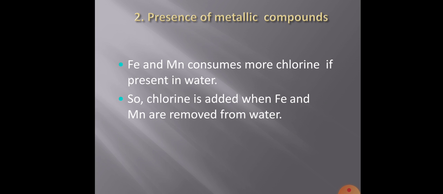Now coming to the next one, that is the presence of metallic compounds. Whenever there are metallic compounds like iron, manganese, etc. in water, they will utilize a large amount of chlorine to convert them into higher stages of oxidation. So it is very essential to remove matter like iron or manganese from water to make chlorination useful and more effective.